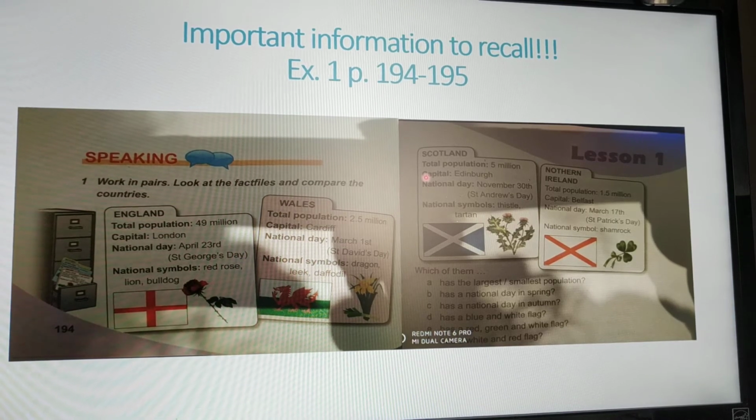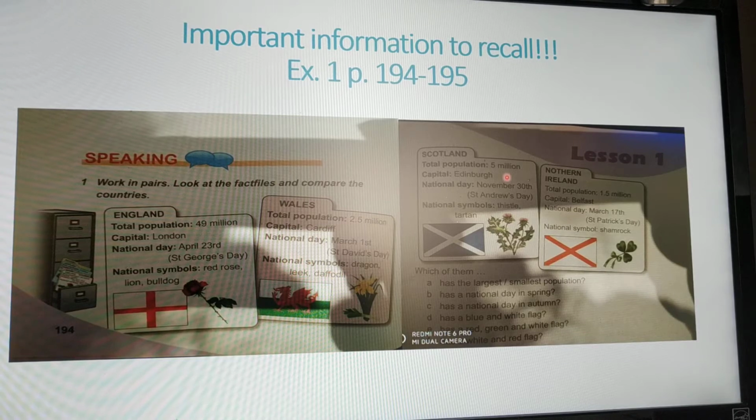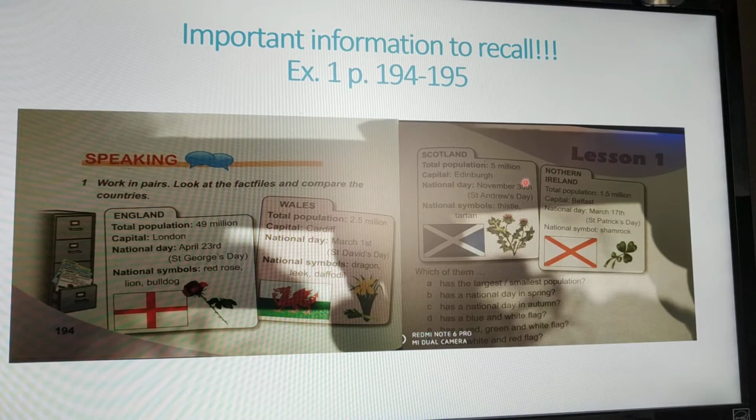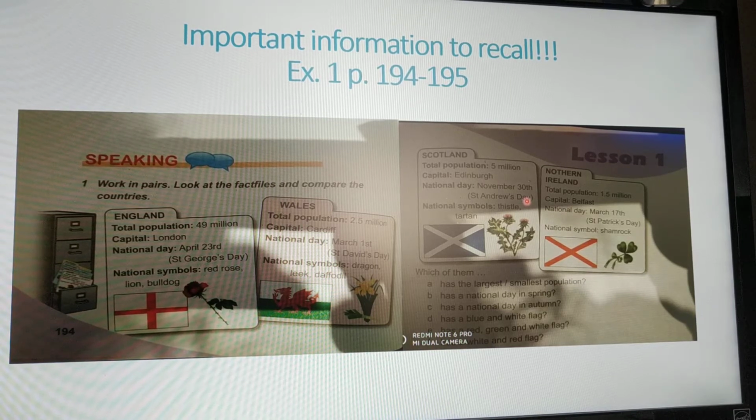Scotland. The total population in Scotland is 5 million people. Edinburgh is the capital of Scotland. They celebrate their National Day on the 30th of November. Their patron saint is Saint Andrew. The national symbols of Scotland are the thistle and tartan.